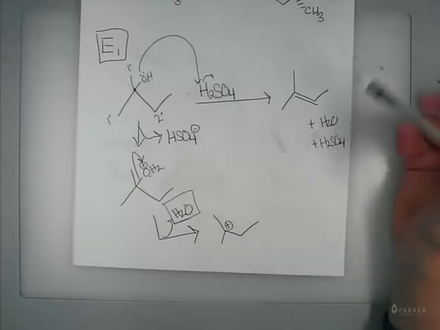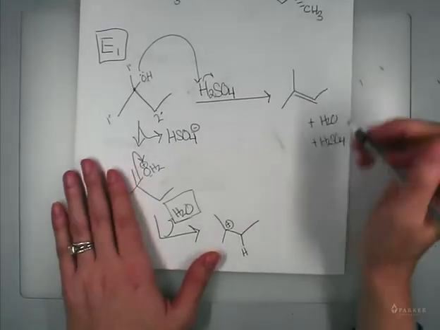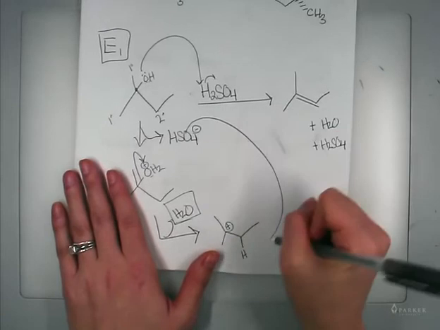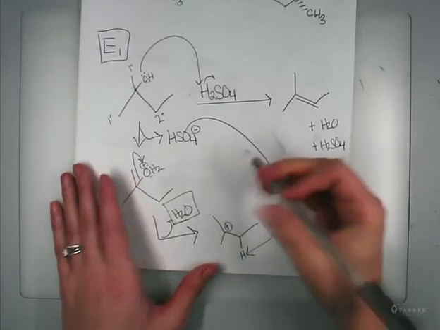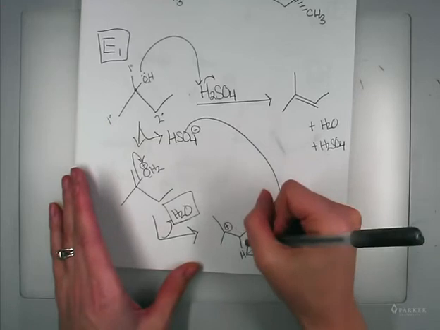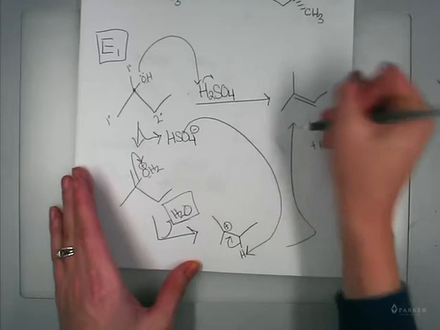HSO4 to reform itself. So it's going to take off this hydrogen. You can see the double bond forms there. So HSO4 grabs that hydrogen, and what happens to this bond right here? Yeah, it moves over to become a double bond, giving you your final product.